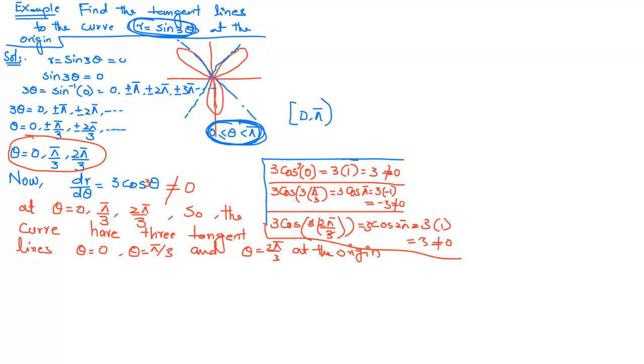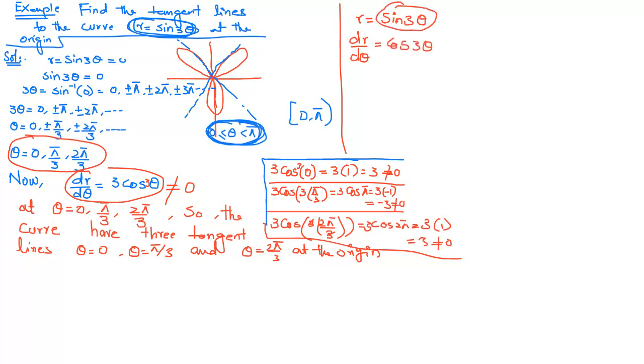Yes, teacher. But can you repeat the dr by d theta? The derivative. Okay, I got it. See, r is equal to sine of 3 theta. So how can you find dr by d theta? The derivative of sine is cosine, so cosine of 3 theta. Now you have to take the derivative of the angle. The derivative of 3 theta is equal to 3. So you have to write 3 cosine of 3 theta.